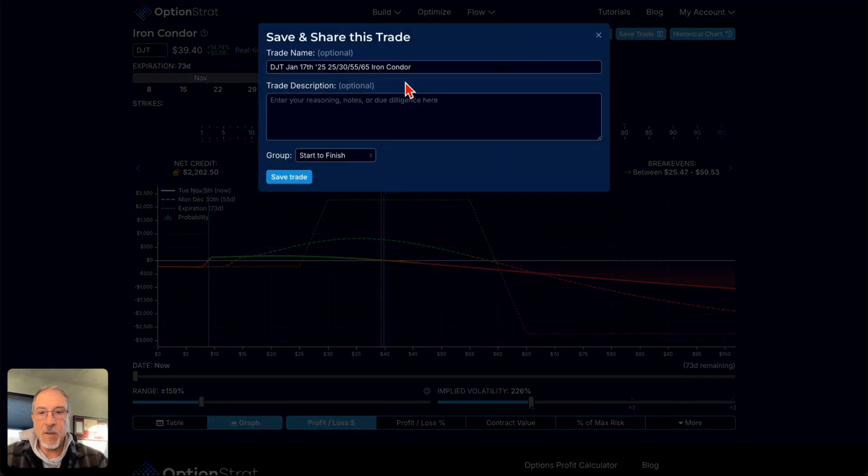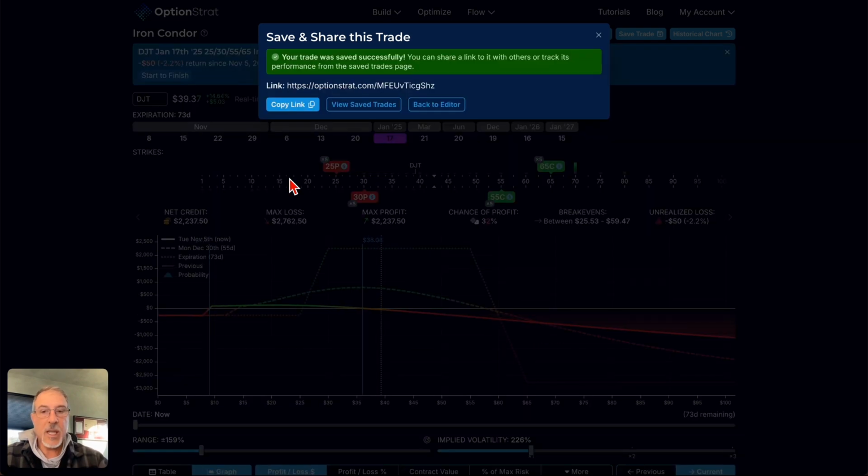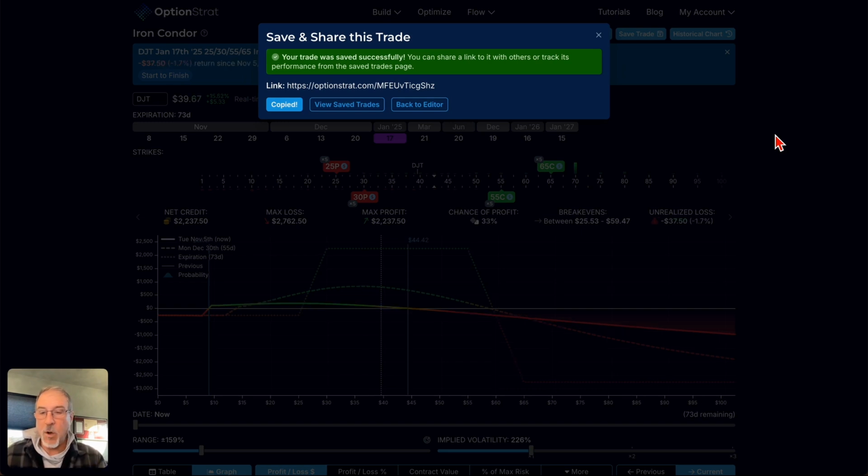So I'm going to save this trade, and this will be part of the start to finish series. And again, I'm just taking mid prices on this right now. I will copy the link. I'll share it down below so that everybody can open this up themselves, adjust it however you see fit, put in your own premise or your own theory on this trade and see how that plays out.